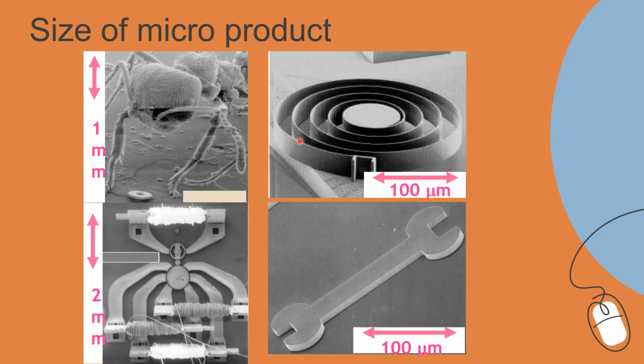We cannot see this one with the naked eye. It has to be looked at under an SEM or special microscope so that we will be able to see the size. If you can see here, this is 100 micrometer, which is very small.